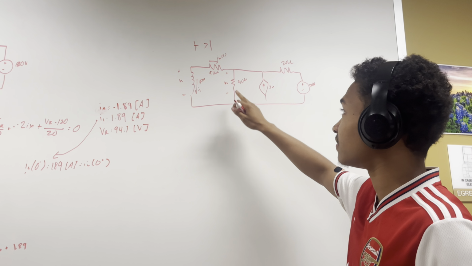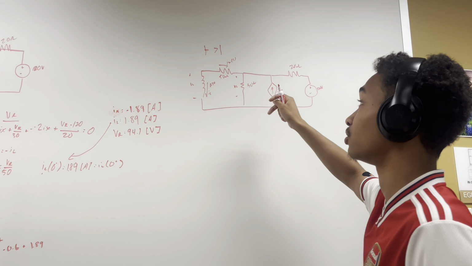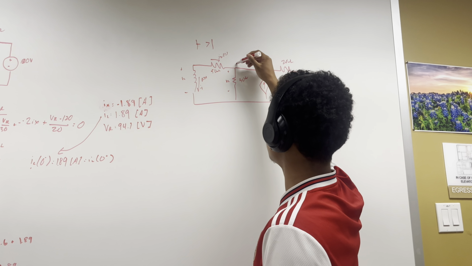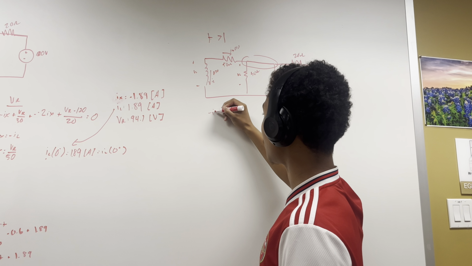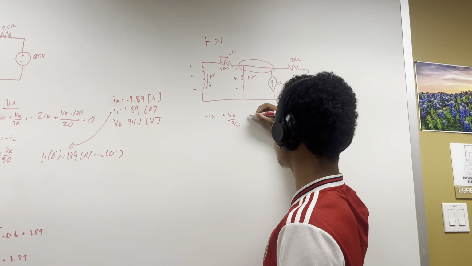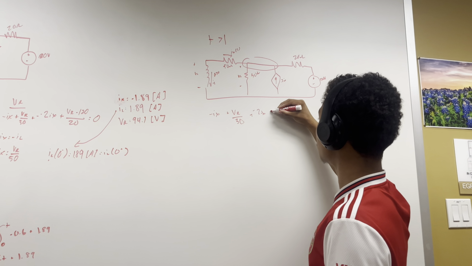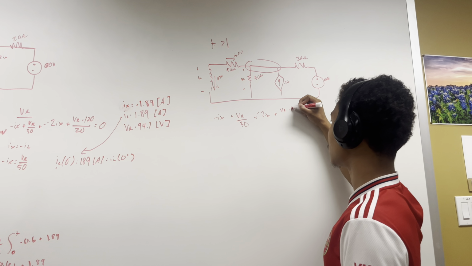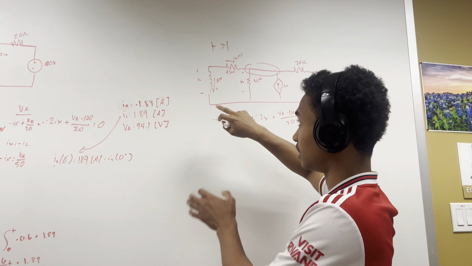Alright, now to find VR right after 1 second, we'll have to do nodal analysis. It'll be very similar to the nodal analysis we did here, which would be negative Ix plus VR over 30, minus negative 2Ix plus VR minus 120 over our resistance, and this is equal to 0. And also we have that Ix is equal to negative IL.